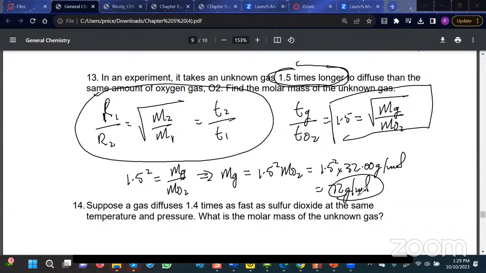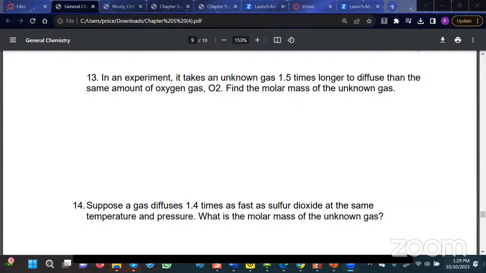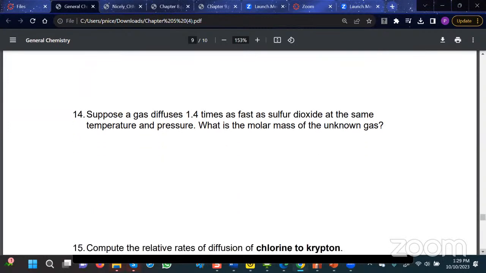Any questions about this? Okay, so if you understood that one, I guess it's okay for me to clear this, right? If you understand what we just did, then you should be able to do 14. It says, suppose a gas diffuses, and again, diffuses should be the right term, 1.4 times as fast as sulfur dioxide at the same temperature and pressure. What is the molar mass of the unknown gas? So how would you go about doing this one?